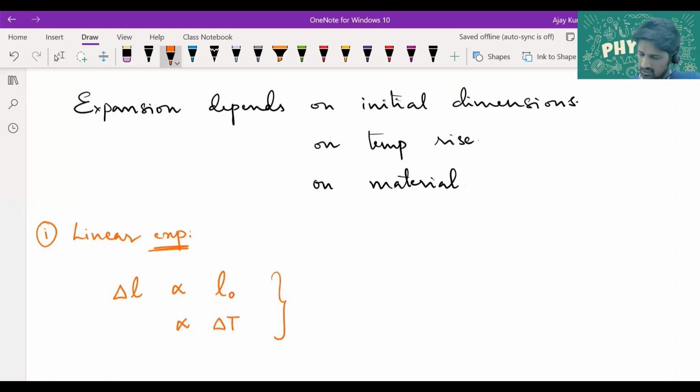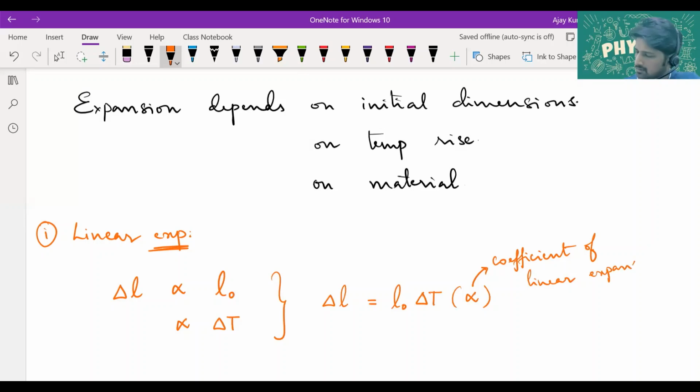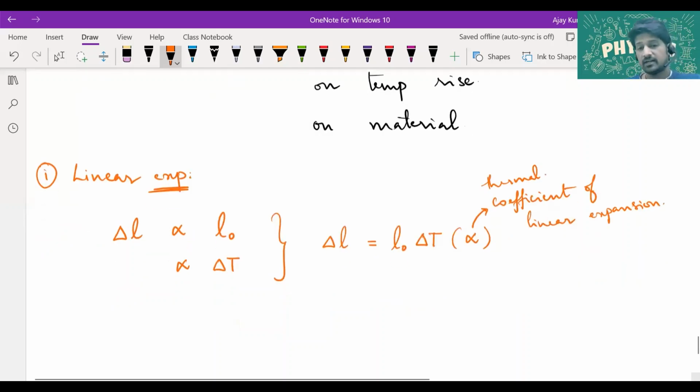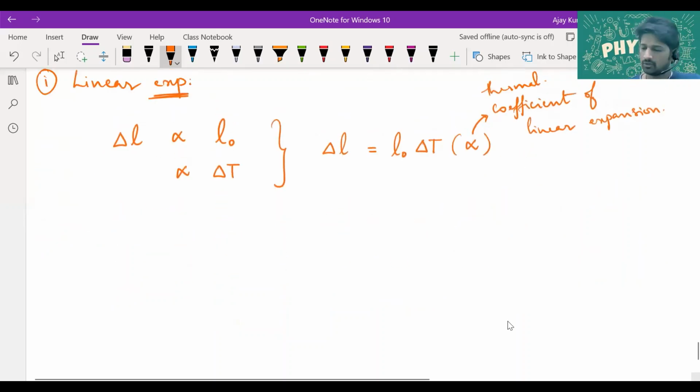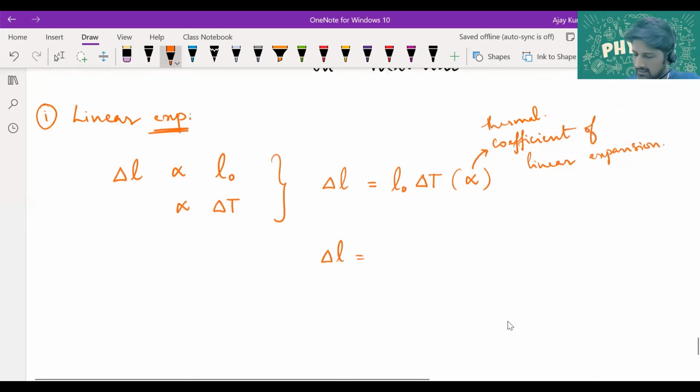So combining all these factors, we can say that the change in length of the object is equal to the original length times the temperature change multiplied with a value called alpha, which is basically the coefficient of linear expansion. And that value depends on the material. Okay, you can also call it the thermal coefficient of linear expansion. That factor depends on the material. So this is the formula for linear expansion. Delta L is equal to initial length L naught alpha delta T.